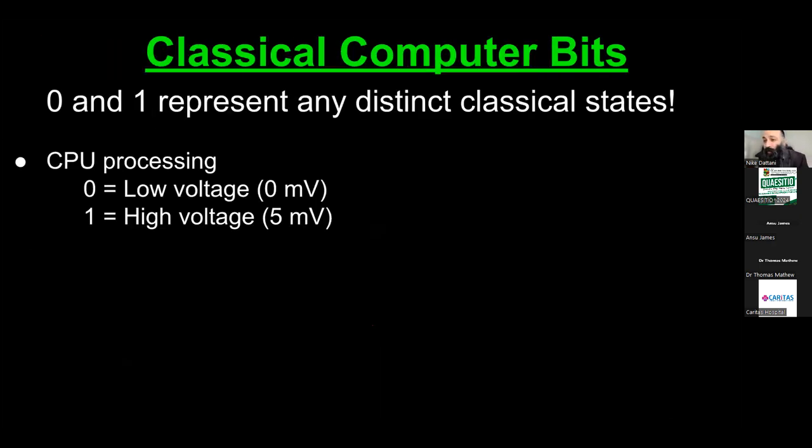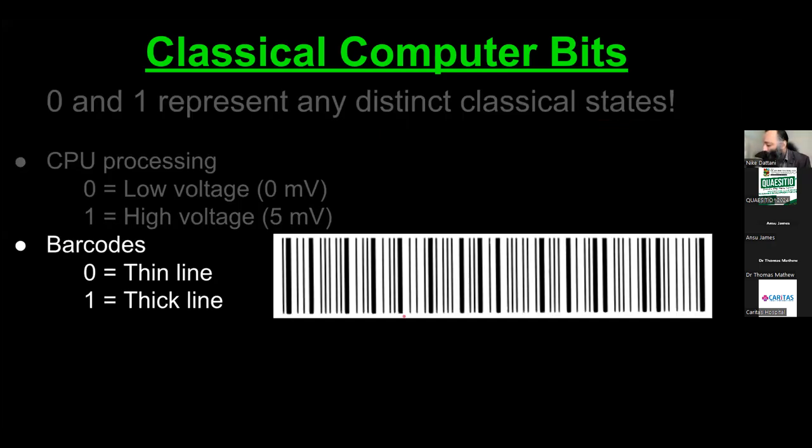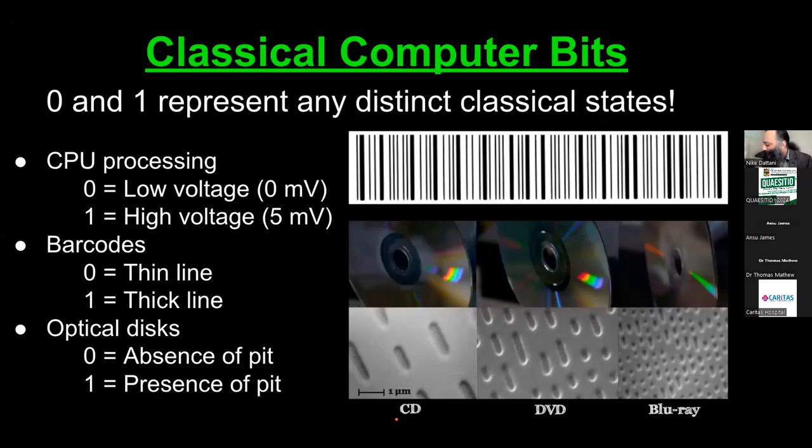In classical computers, we have bits. These are zeros and ones. They represent distinct classical states. For CPU processing, zeros and ones represent low voltage and high voltage. In barcodes, the zeros and ones are thin lines and thick lines. In a disk, like a CD, DVD, or Blu-ray, we have microscopic pits. This disk is going to be spinning. There's a laser that detects whether we have a pit or no pit.